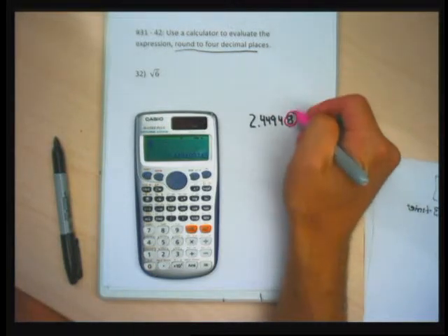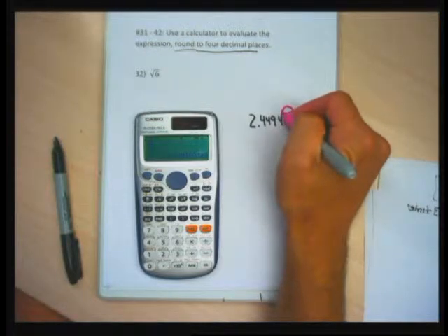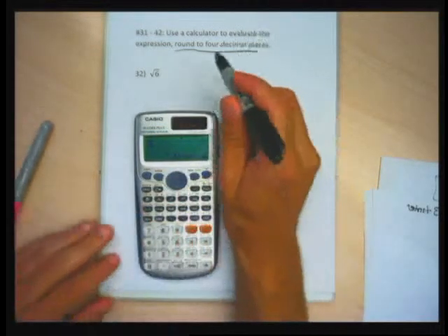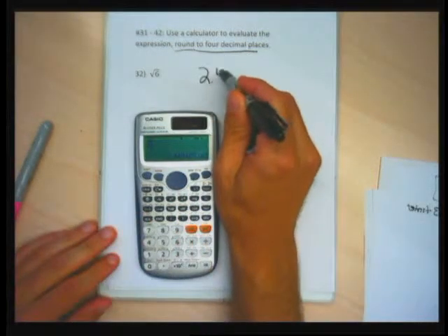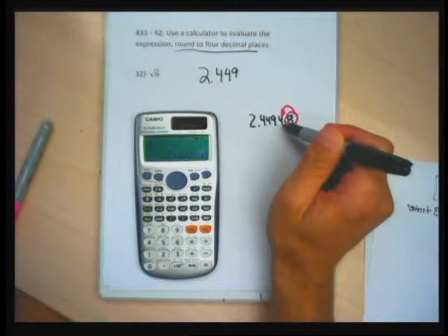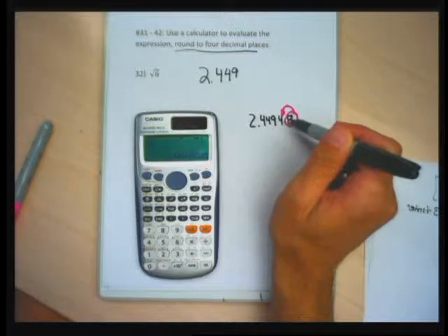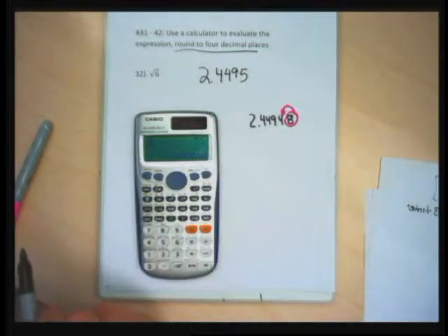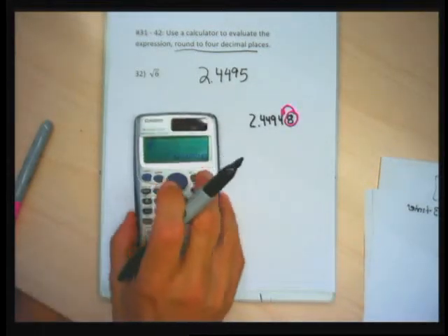To round to 4 decimal places, I look at the number in the 5th decimal. If that number is 5 or bigger, I round the 4th decimal up. If it's 4 or less, I don't change the number in the 4th position. So I'm only showing 4 decimals. The first 3 decimals are 4, 4, and 9. I have to decide if that 4 is going to stay a 4 or round up to a 5. It's going to round up to a 5 because the number after it is 5 or bigger. So I'm going to write that for problem 32.